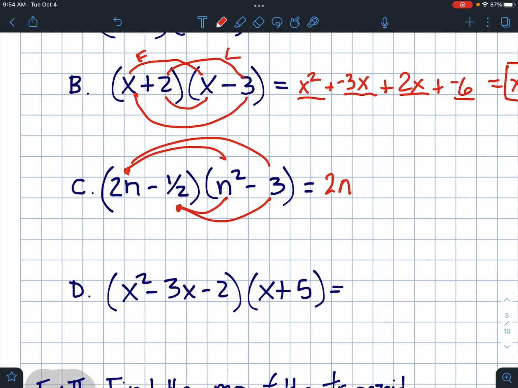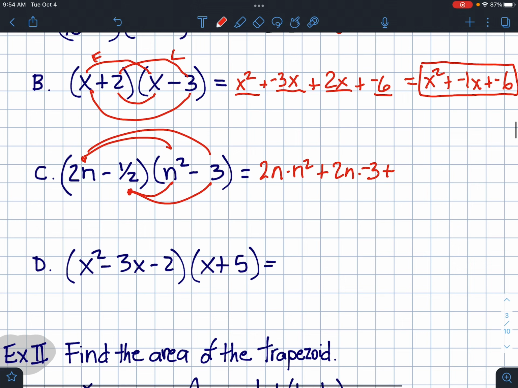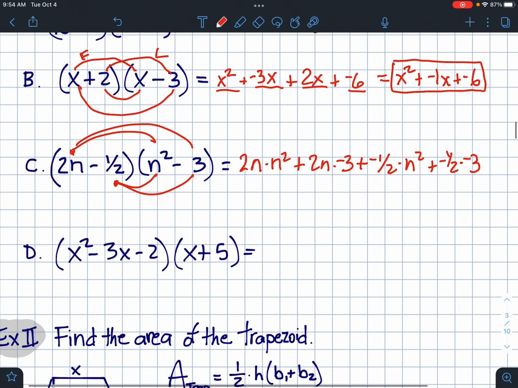So I'm going to write this out because otherwise it gets a little bit too tricky. So there's the first multiplication I need to do, and 2n times negative 3. Be careful of that negative there. And then the negative 1/2 times n squared plus the negative 1/2 times the negative 3. All right, 2n times n squared. That gives me 2n to the third, because we add the powers, right?